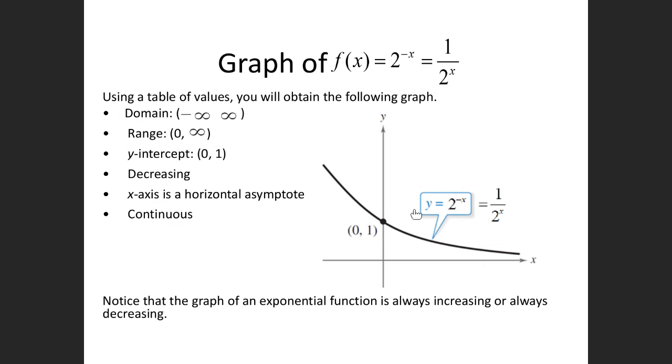So let's look at this other example. What if our exponent was negative? We can rewrite this using our properties of exponents and rewrite 2 to the negative x as 1 over 2 to the x, as a fraction. So on this graph, you see we reversed it.